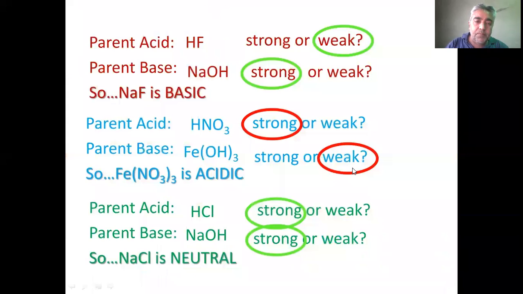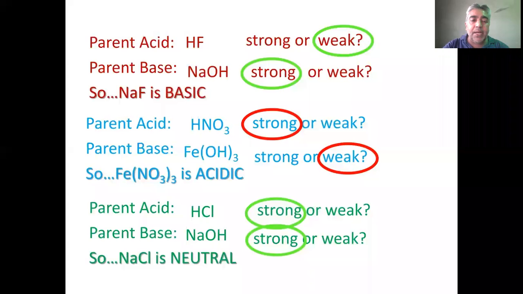For example, the parent acid is hydrogen fluoride. Is hydrogen fluoride strong or weak? The parent base is sodium hydroxide. So you can say hydrogen fluoride is a weak acid and sodium hydroxide is a strong base. So NaF is a basic salt. Sodium fluoride is formed as a basic salt.